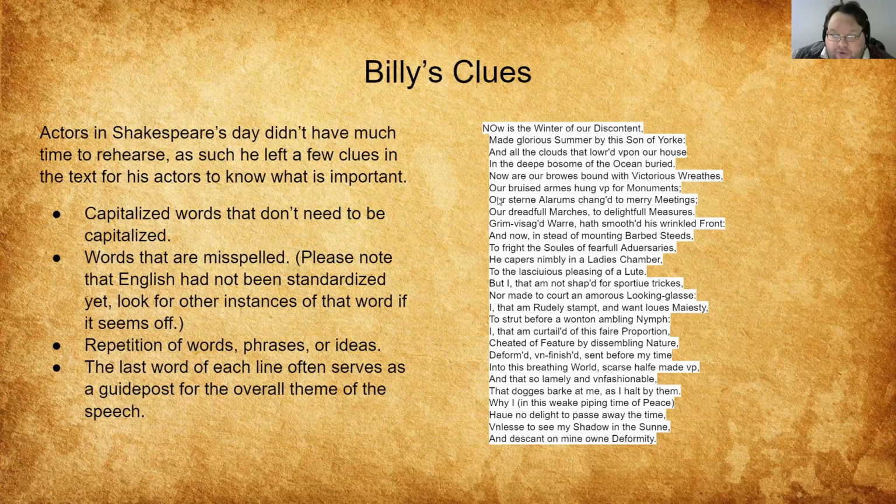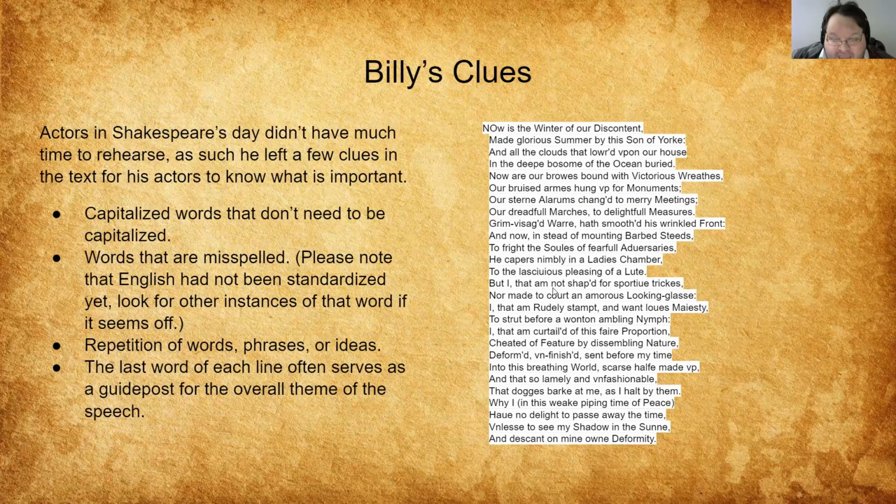Let's move down to this section here. "Now are our brows bound with victorious wreaths, our bruised arms hung up for monuments, our stern alarms changed to merry meetings, our dreadful marches to delight." It's that repetition. We're saying "our." So that's telling you that this section is important, and also it's going to build. Your lists always build.